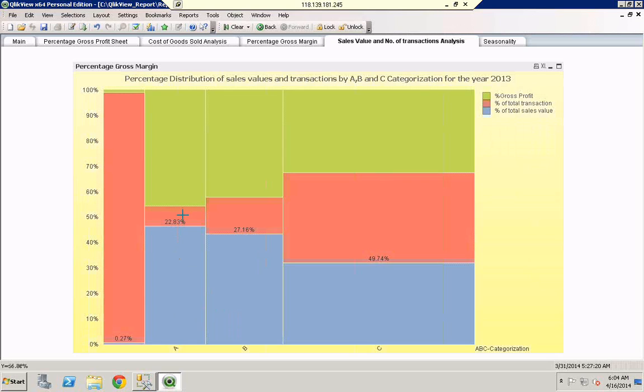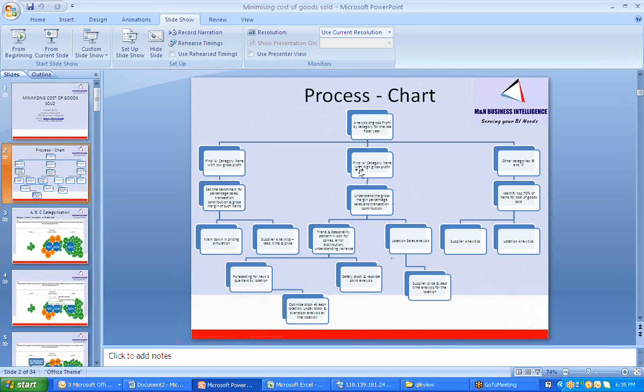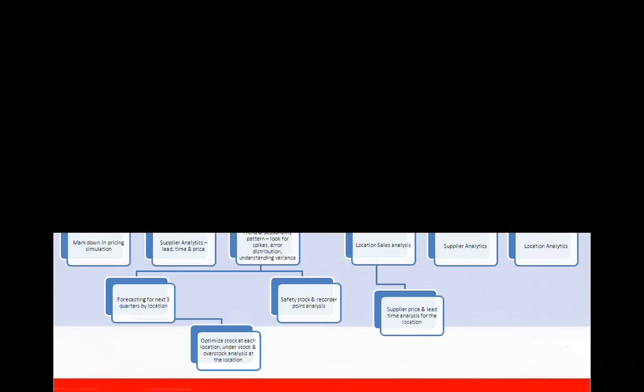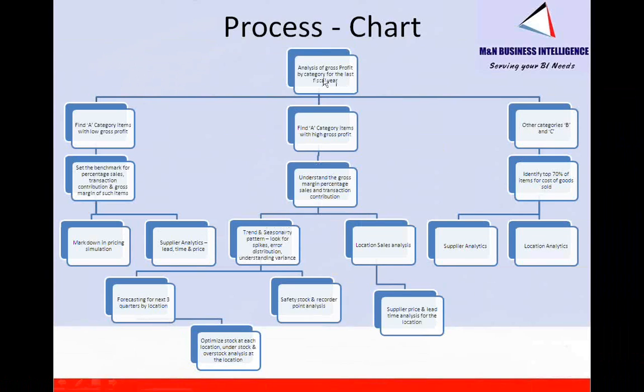Within the A category, as you see, the percentage of sales value, you have a lower number of transactions giving high sales value and high gross profit. Similarly, that is the case with B. And in the case of C, you have a large number of transactions giving lower sales value and gross profit. So what we did was we arrived at this particular flowchart, and we looked at the analysis of the gross profit by category for the last fiscal year.